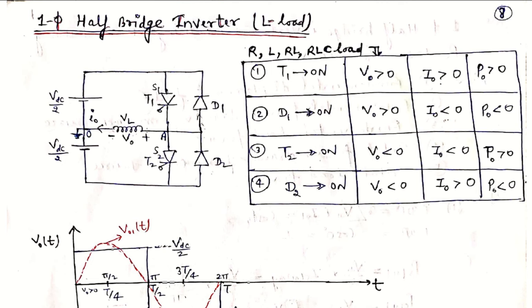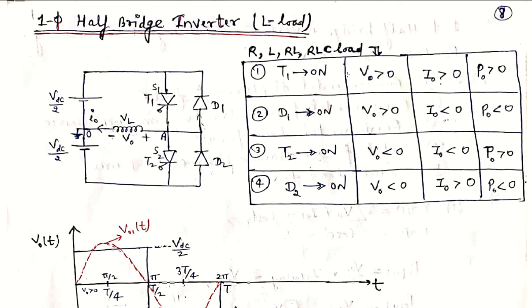What we have done here is we connect a load which has a value of L between the points A and O, and point O is the neutral point where we have divided our input supply into two parts, that is VDC by 2 and VDC by 2. So this is the switching logic table which is shown. See in this switching logic table.